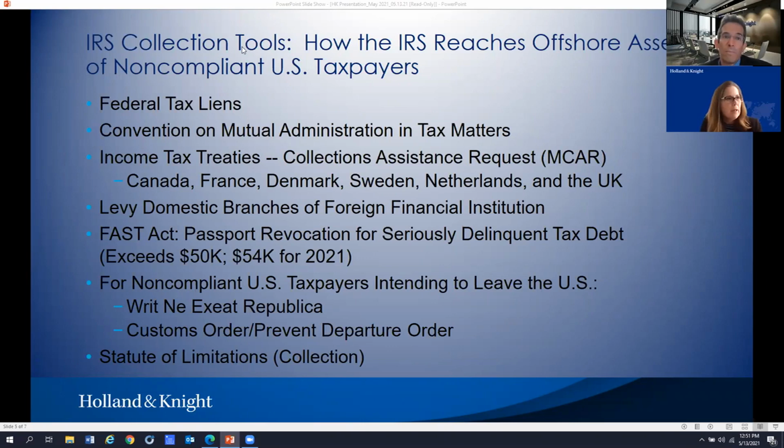I'm going to cover maybe just one of the two. There are two types of orders that the IRS can implement for non-compliant US taxpayers that are intending to leave the US. The first one is the ne exeat republica, if I'm pronouncing that correctly. That in Latin translates to "let him not leave the Republic." It's an order authorized under Code Section 7402(a), and it generally prevents someone from leaving the US if necessary to enforce our tax laws.